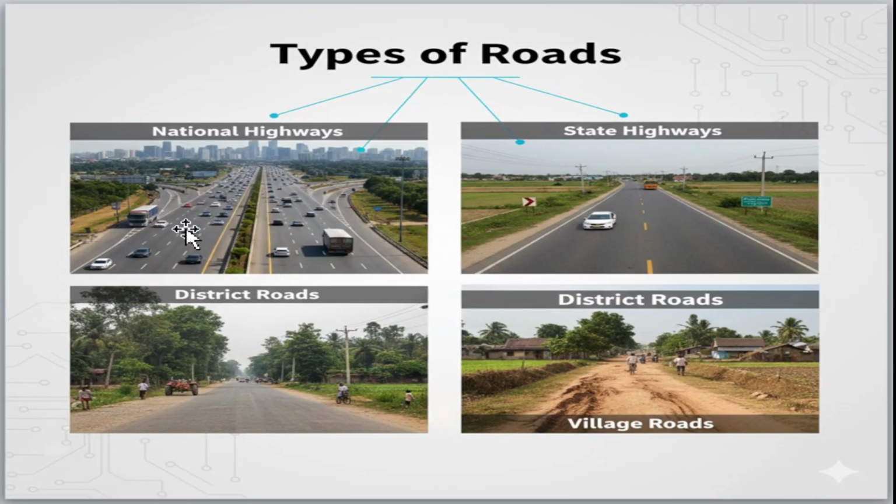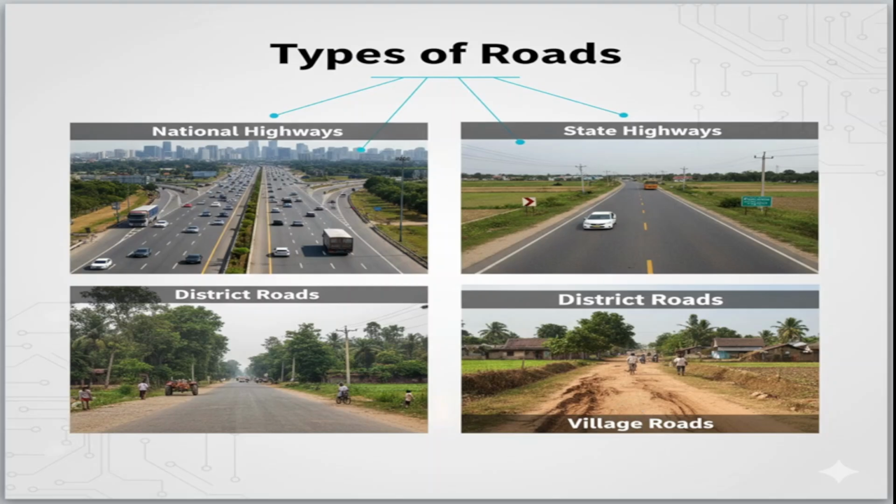National highways connect capital cities and major cities of the states. Okay, and state highways have connectivity from district to district. Then district roads have connectivity within districts, or sometimes from taluk to district level. And village roads have the connectivity of villages with the cities.